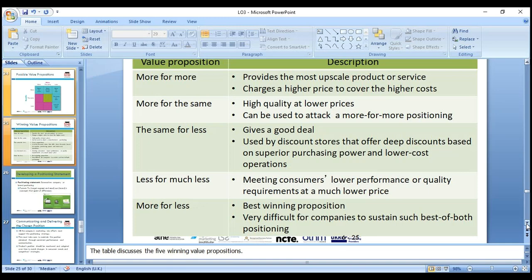So more for less is the best winning proposition we can use, but it is very difficult for a company to sustain. It is the best of both positionings: more for less, where we give you more services for an even lower price.